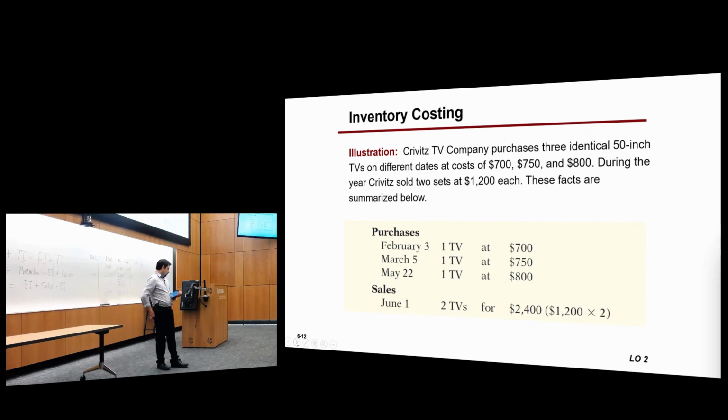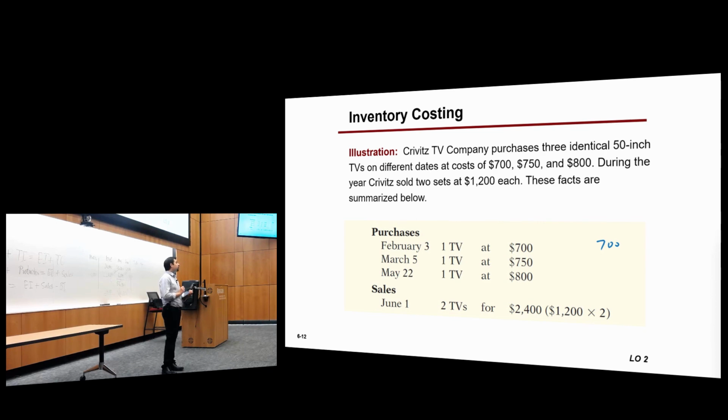So as an example, Privet's TV company purchases 3 identical 50-inch TVs on different dates at cost: 700, 750, and 800. During the year, Privet sold 2 sets of TVs. So this is the information here. In June, they sold 2 TVs. What's the cost that the company is going to use? Are they going to use 700?